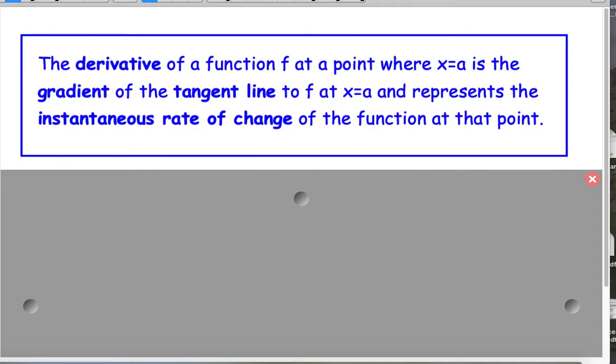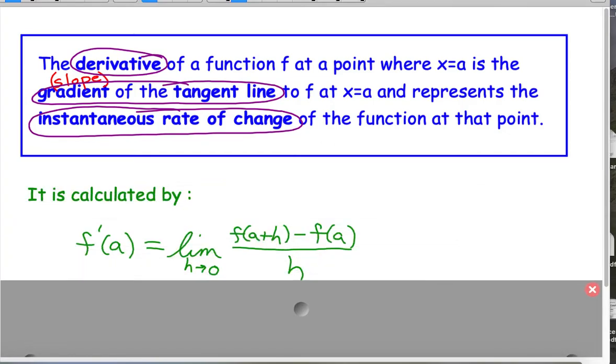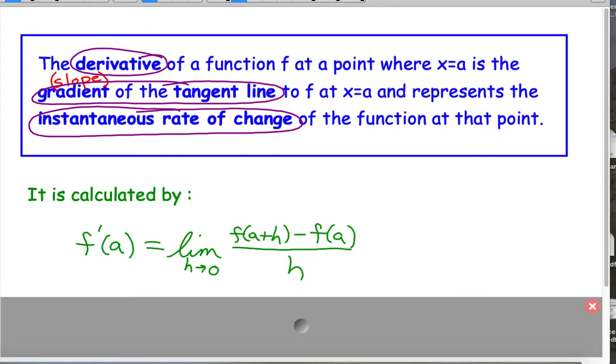All right, so as I mentioned, the derivative of a function f at a point where x equals a is the gradient or slope of the tangent line to f at x equals a. And it represents the instantaneous rate of change. So notice, derivative, slope of the tangent line, instantaneous rate of change, all mean the same thing. They're all referring to the same thing. So in any kind of question, we could interchange any of those terms, and we're talking about the same exact idea. And we calculate it by doing the limit of that difference quotient.